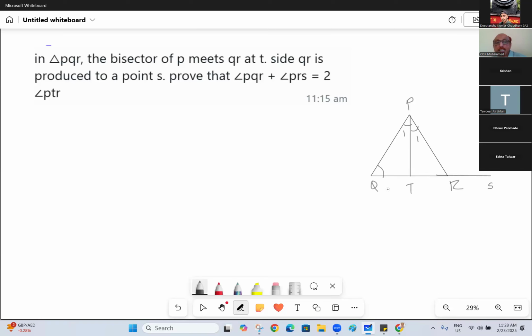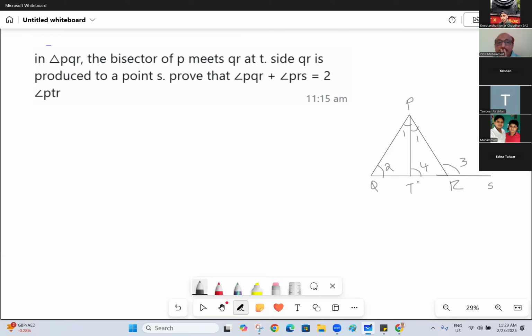PQR, QR is produced to point S. Prove that angle PQR plus angle PRS is equal to twice angle PTR. We have to prove this. I will take the angles as 3, 2, 4. Wait, one second, let me come, 1 minute. We have to prove this. PT is the bisector of P.